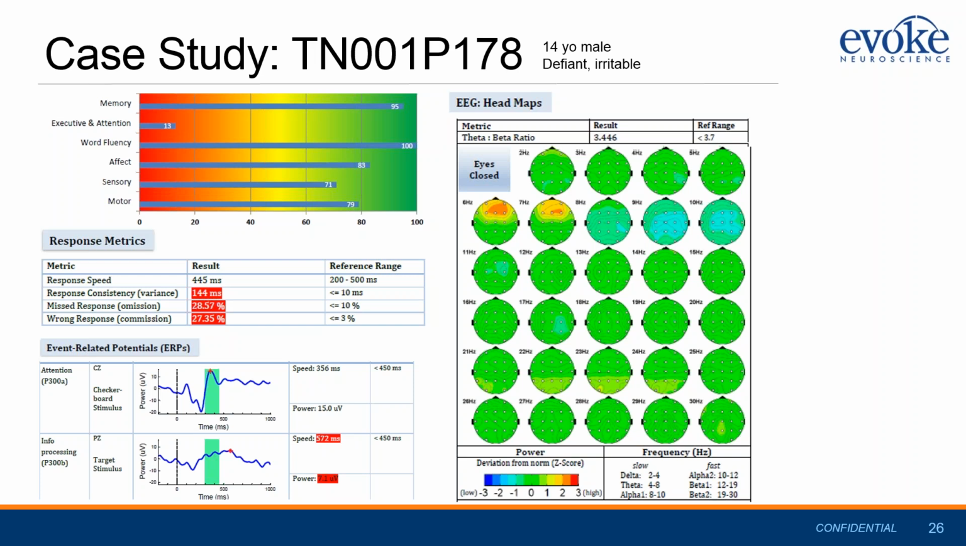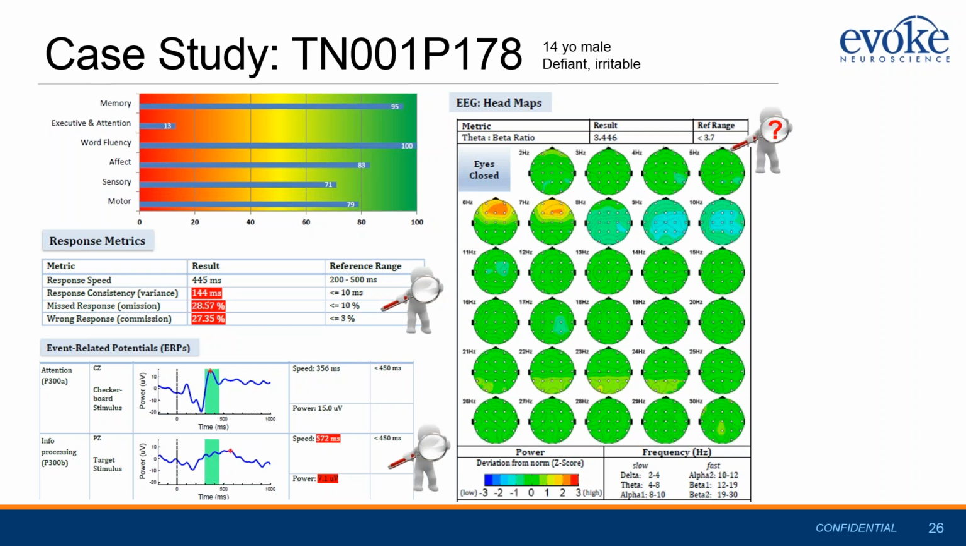Okay, next case study, a 14-year-old male. He's feeling defiant and irritable. When I look at my response metrics, I have really high variance and I have high omission and commission errors. So these are really classic ADHD behaviors. When I look at my P300B, I see a reduced power and a delayed speed. So that could be related to ADHD.